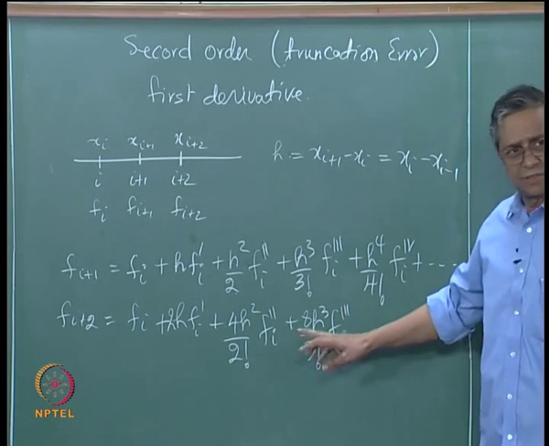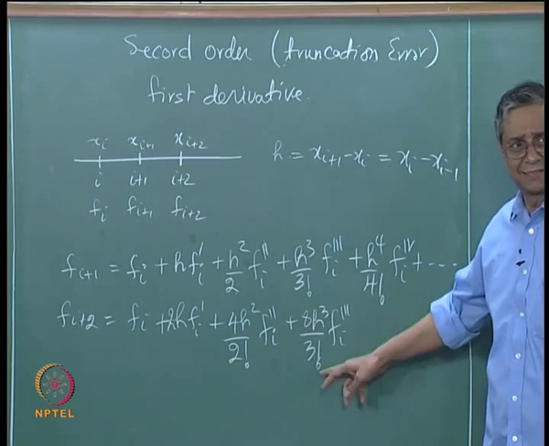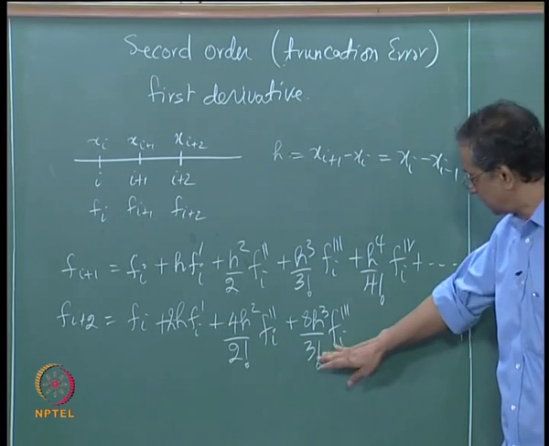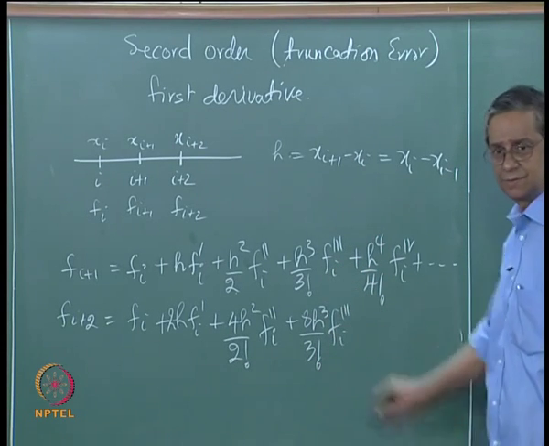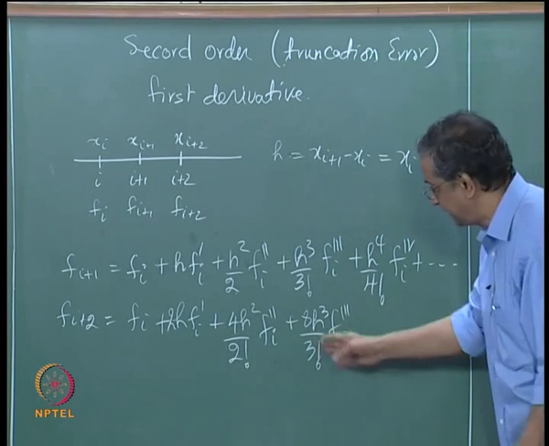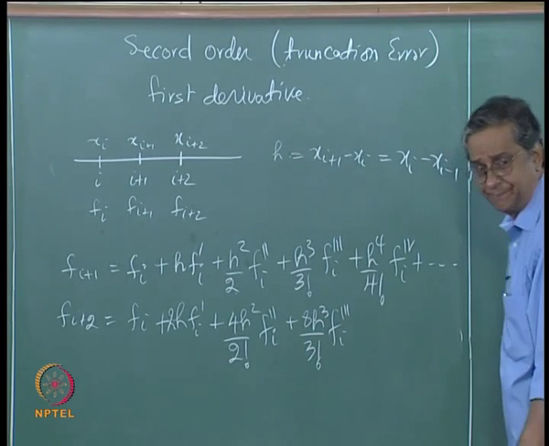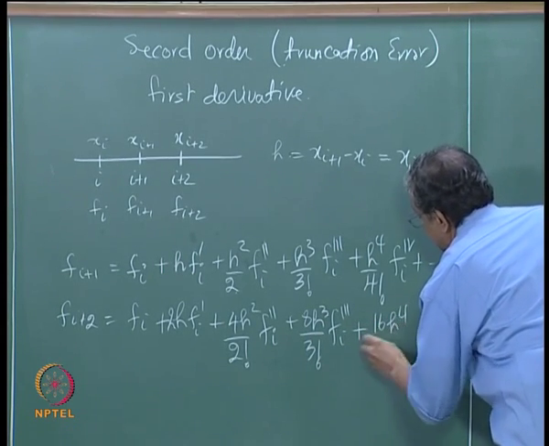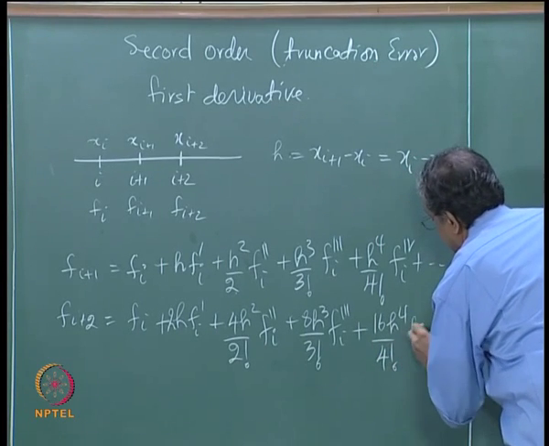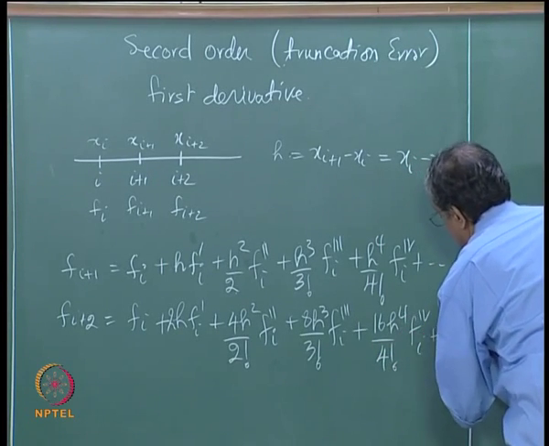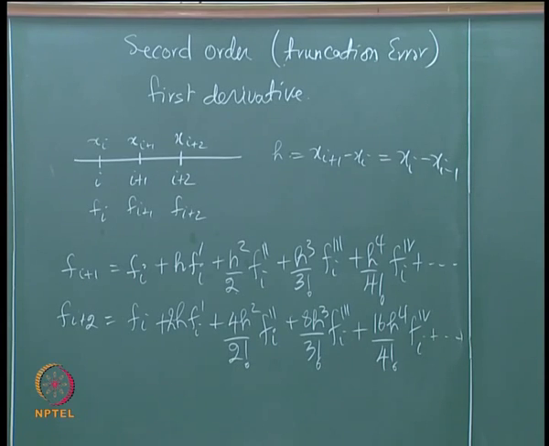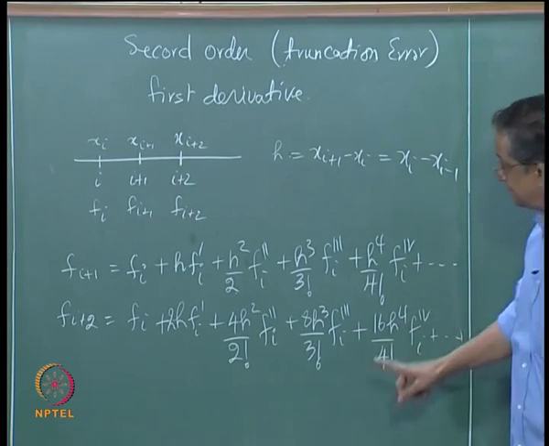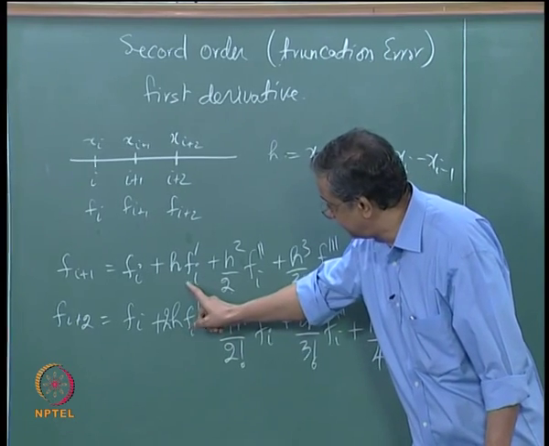The reason why I do not succumb to the temptation to expand this out and cancel and so on is because I know I am going to combine these two terms. So I leave whatever is common between them as it is. There is a temptation when you are writing this to cancel terms, do not do it. Plus 16h to the 4th by 4 factorial, the 4th derivative, and so on. So we look at these two. Our objective is to extract out the f prime at i.